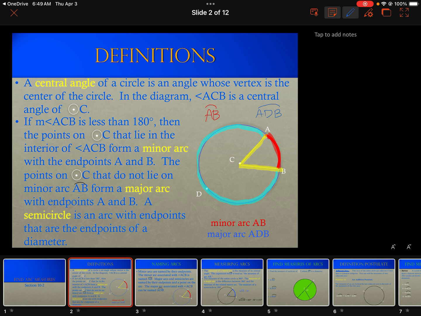A semicircle is an arc with endpoints that are the endpoints of a diameter. You can also think of that as half of your circle. And we'll use 3 letters to name a semicircle also.